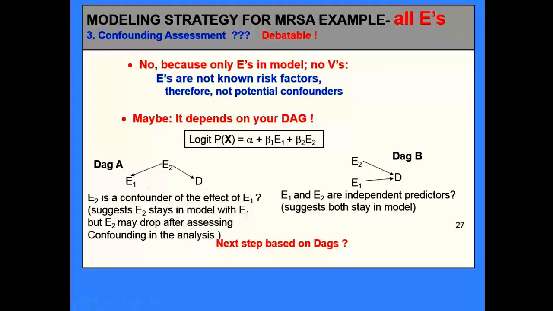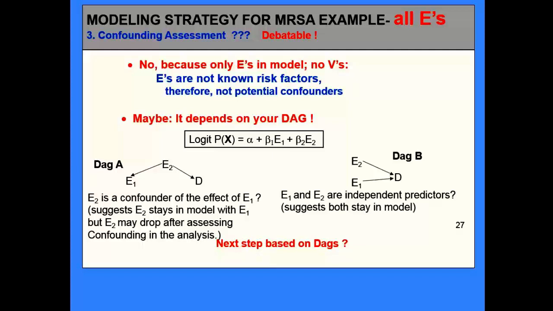That E2 is a confounder of the relationship of E1 to D, right? It suggests that, but it's still tenuous because E2 is an exposure variable. It's not a variable you've already put on the list of variables you want to control for. So should you consider this DAG? And it's arguable. So that's what they're going to talk about tomorrow in the lab. So I'm going to skip that for now.